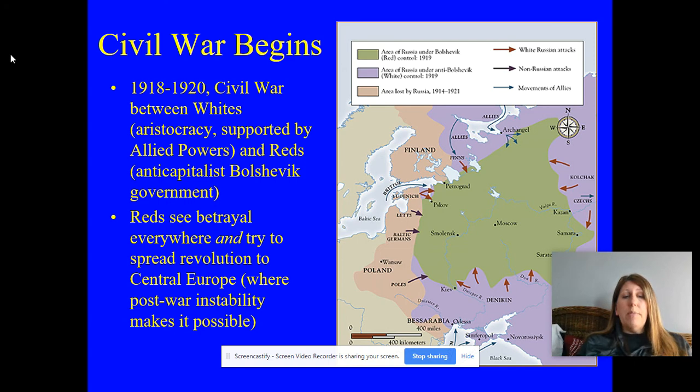The Reds see betrayal everywhere, and they try to spread revolution to Central Europe, where post-war instability makes it possible. So over time, the whole idea of communism will spread to Central and other Eastern parts of Europe. We will see that evolve a bit more after World War II.